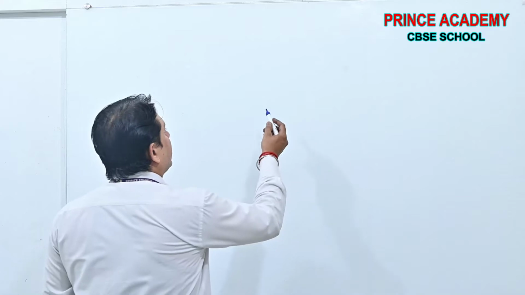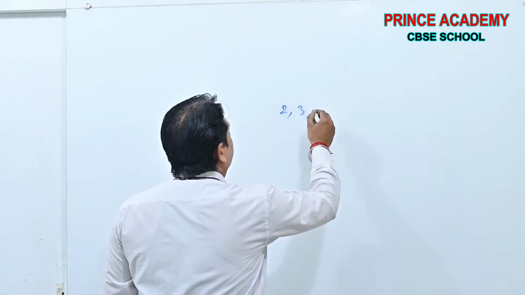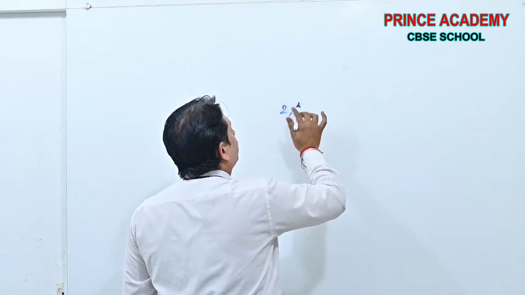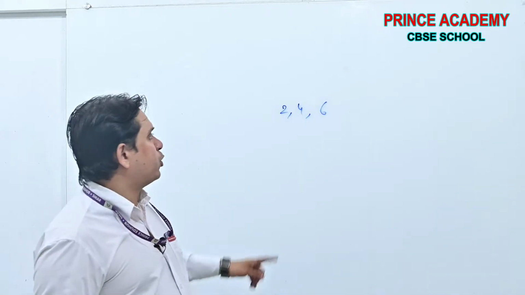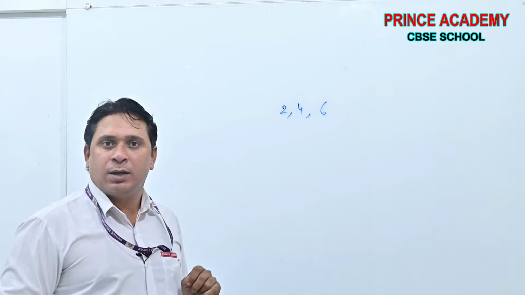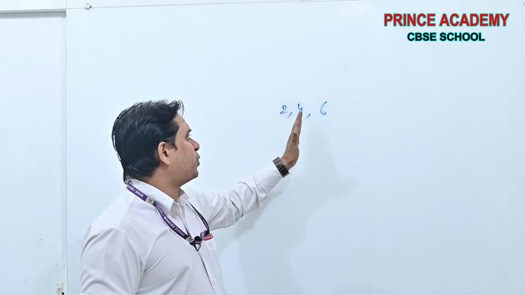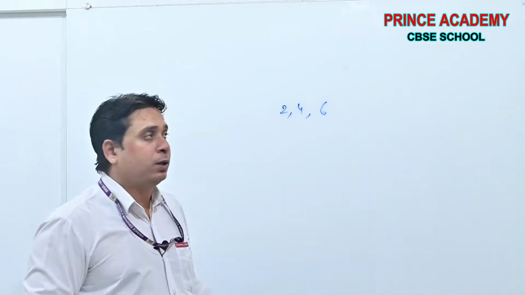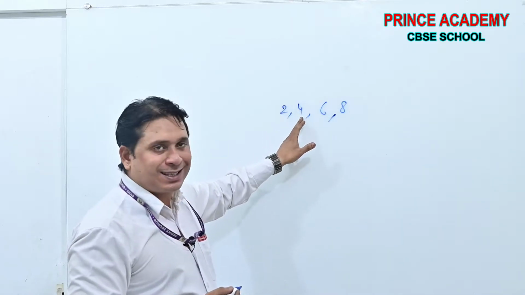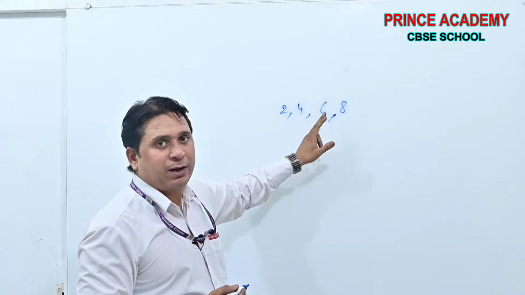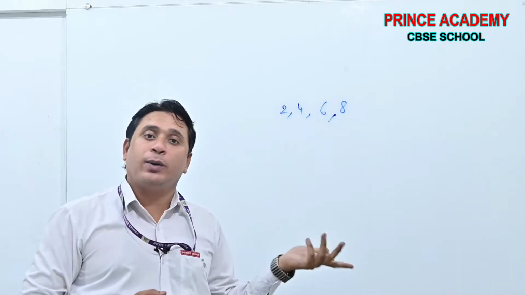See, beta, let me give you an example. Suppose you are given an AP 2, 4, 6, and you have to find the sum of two terms. You will say 2 plus 4, 6. Sum of three terms, 2 plus 4, 6 plus 6, 12. Suppose this 8 is given. Sum of four terms, 2 plus 4, 6, 6 plus 6, 12, 12 plus 8, 20. You will say, sir, 20.